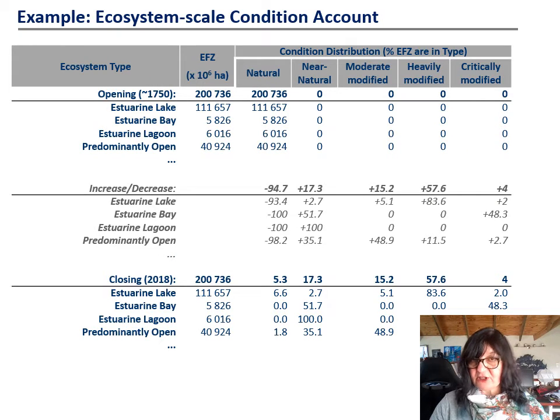Carrying on in terms of the condition account, we used the same categories: estuarine lakes, bays, lagoons, giving an indication of the different types, the full extent, and then we looked at the categories as we had them in the National Biodiversity Assessment: natural, near natural, moderately modified, heavily modified, and critically modified. And then we calculated the percentage extent in which each of the different categories of estuaries are presently occurring, reflecting the change as we've captured it in the National Biodiversity Assessment.